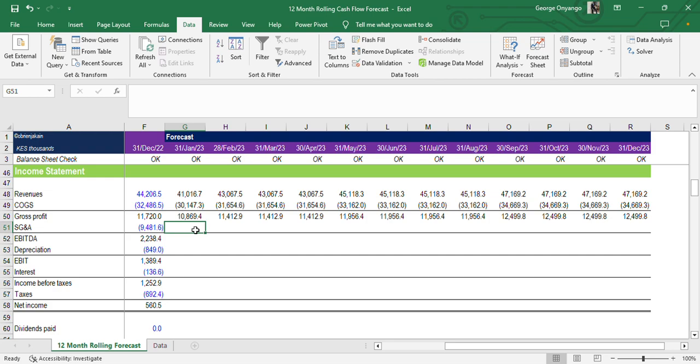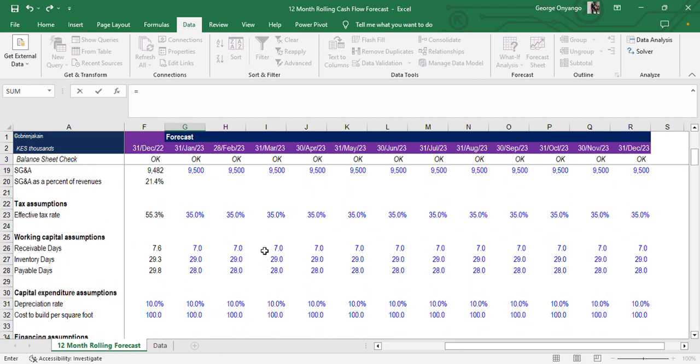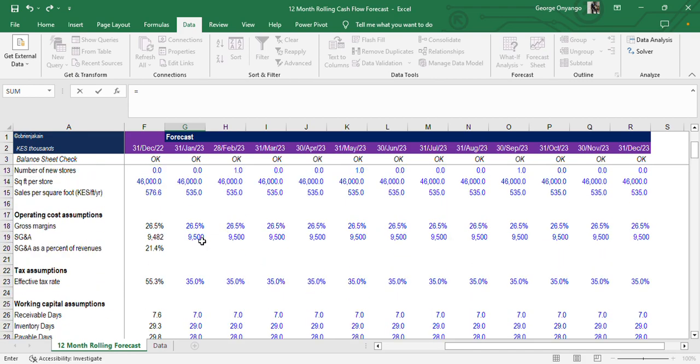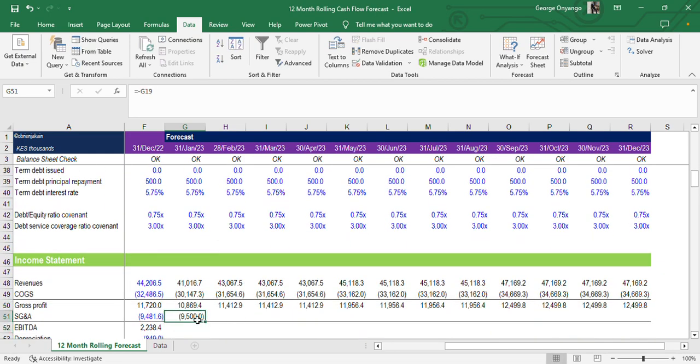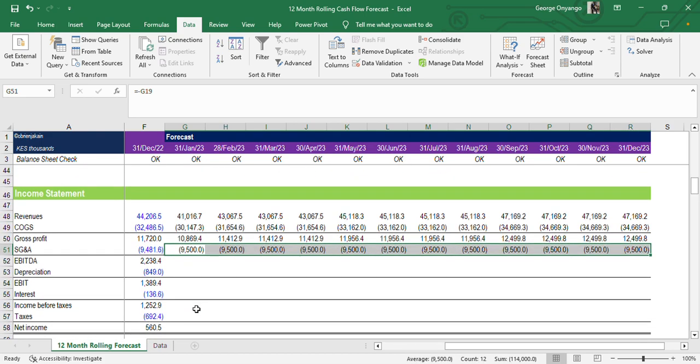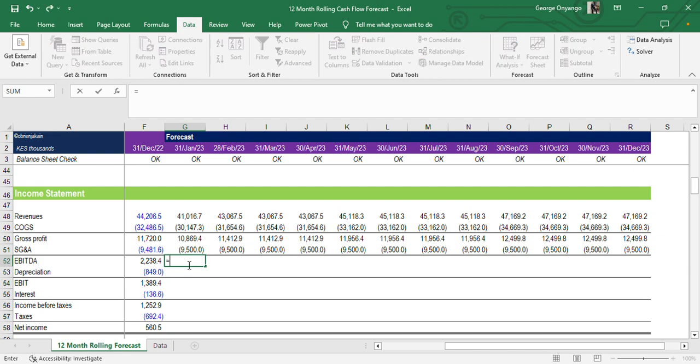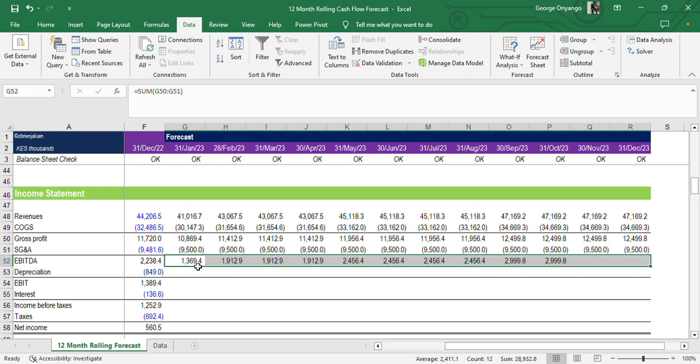Then we have the selling, general and administrative expenses. That one, we are told that in the next 12 months it will be 9,500,000. So we're just going to fill that right, and kaboom, we are going to get that. Then to get the EBITDA, it is the difference between gross profit and SG&A. We're just going to get the sum of these two. Then if we fill that right, we're going to get that.